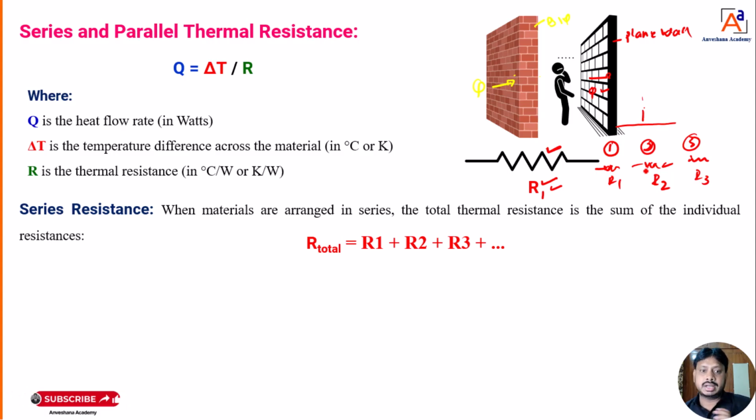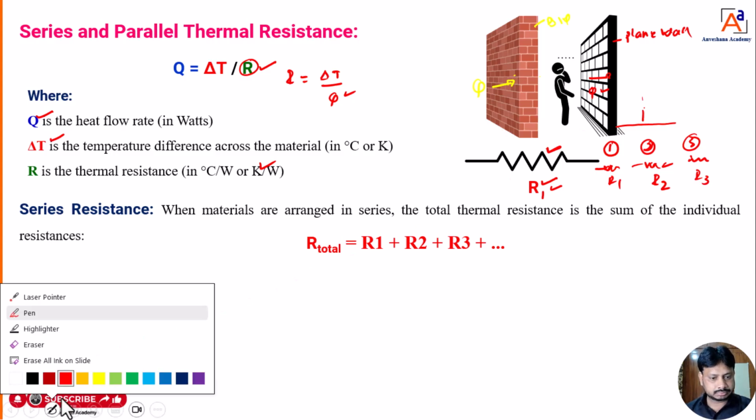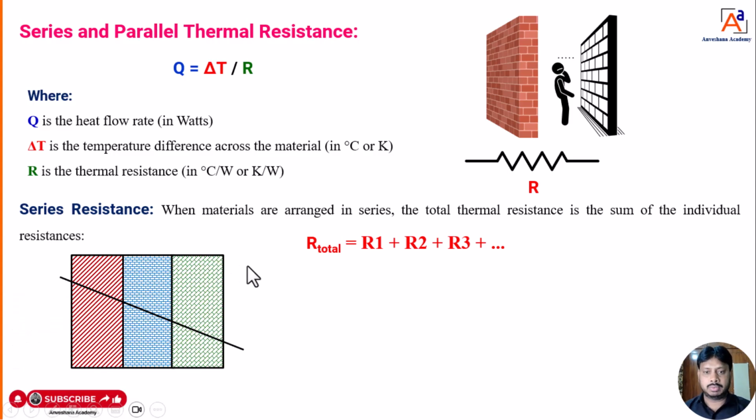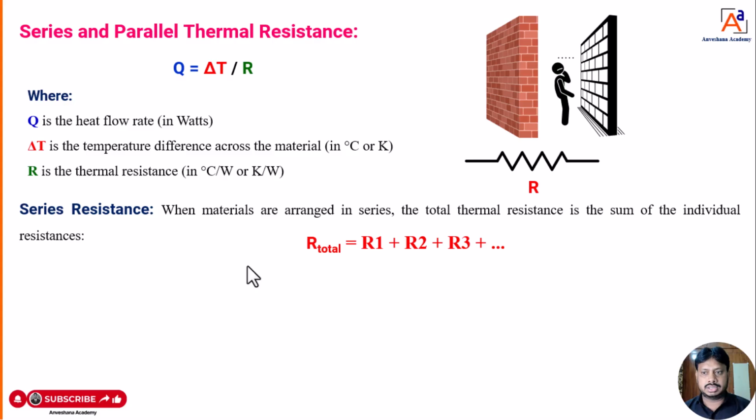Dear students, how it is, that you can see here now. That we know already. So what is the resistance? That we already discussed in detail. Q is equal to delta T divided by R. So therefore I can calculate the resistance in this way: resistance is equal to delta T divided by Q, dear students. What is Q? Heat flow. Delta T is the temperature difference. R is the thermal resistance. That I already discussed. Now I will assume there are three plane walls.